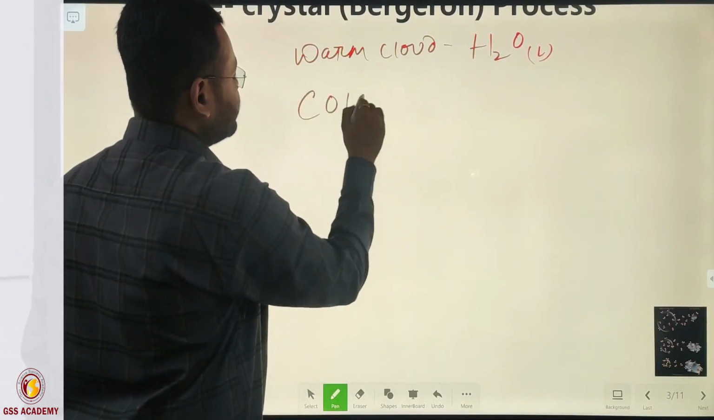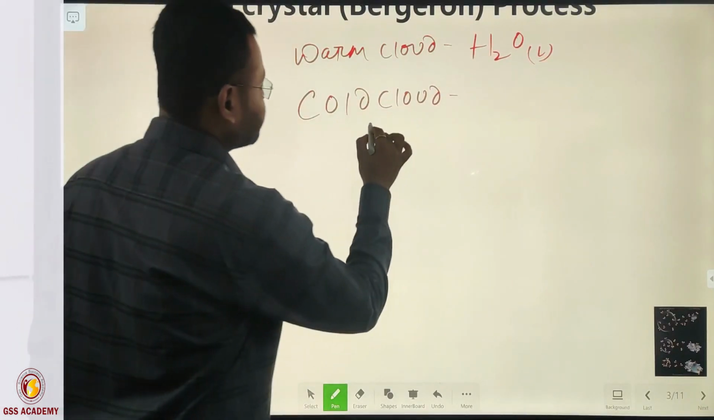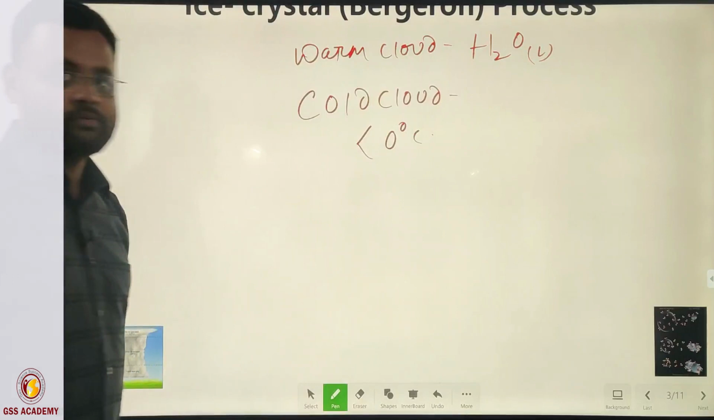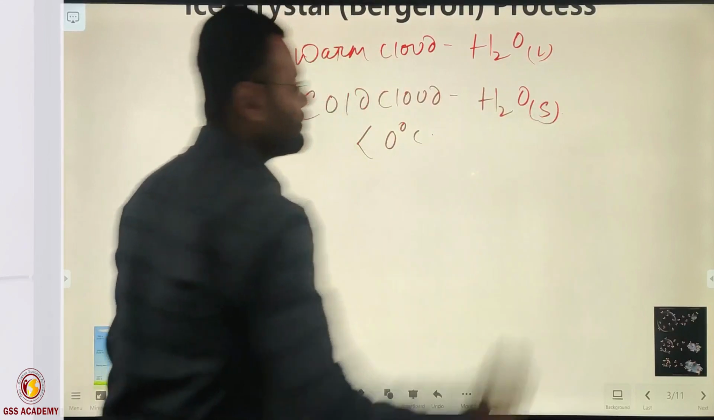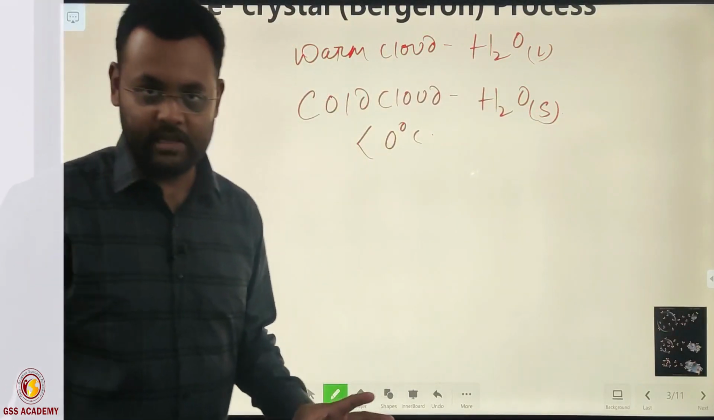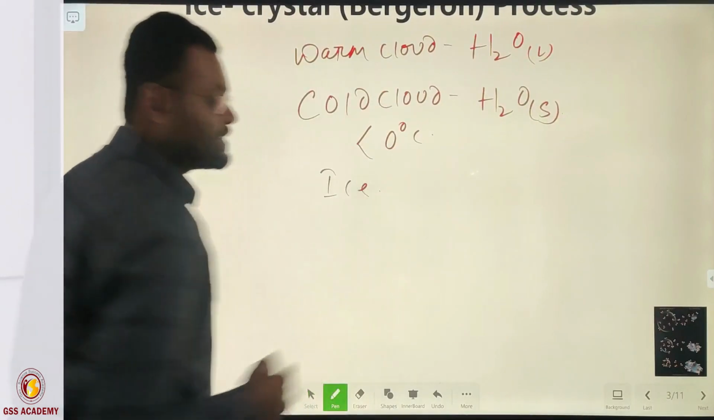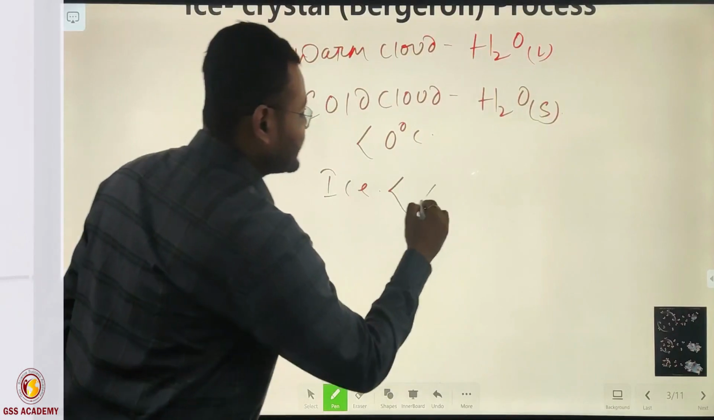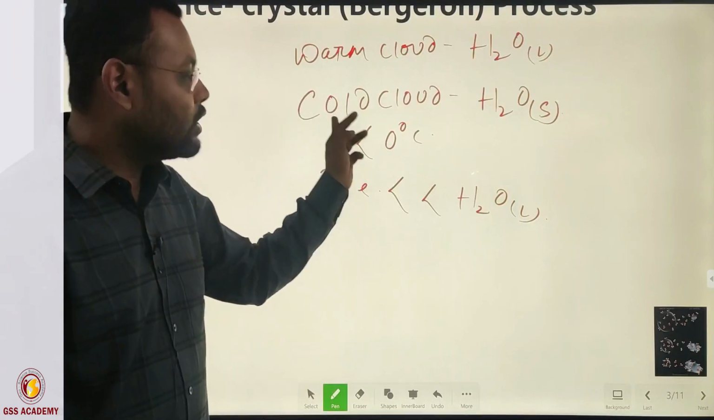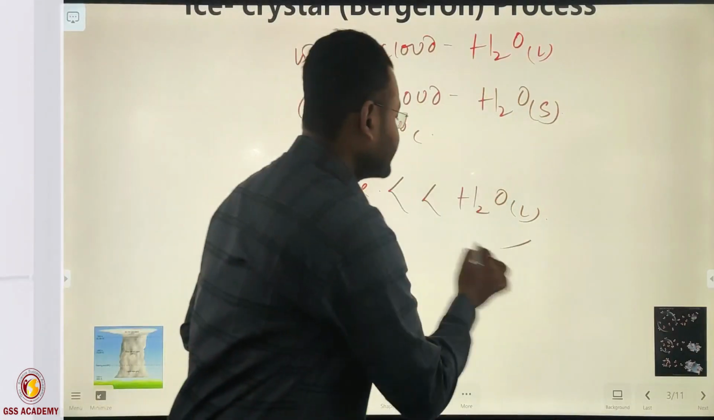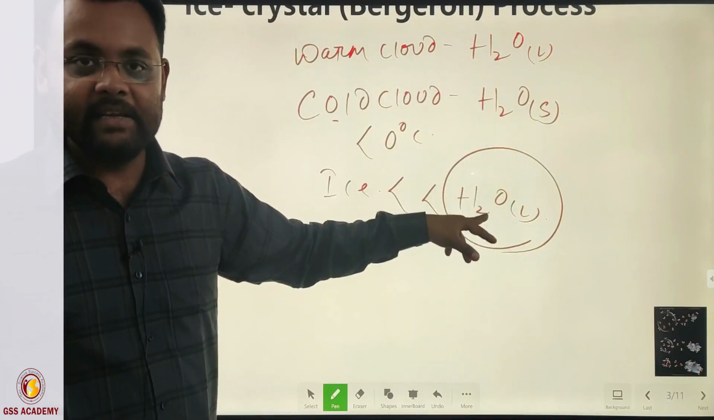But in case of your cold cloud, as you may expect, the cloud temperature is less than the freezing point of water. That means definitely this cloud must be composed completely of ice, but this is not the case. Although there exists some amount of ice in the cold cloud, the amount of ice is much less in comparison to the liquid water present in the cloud.